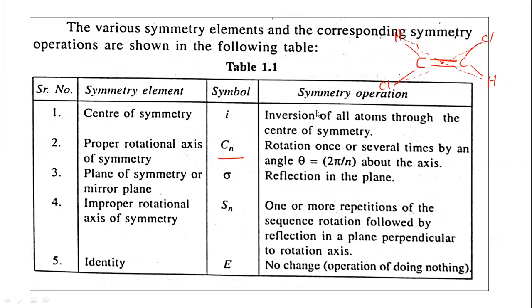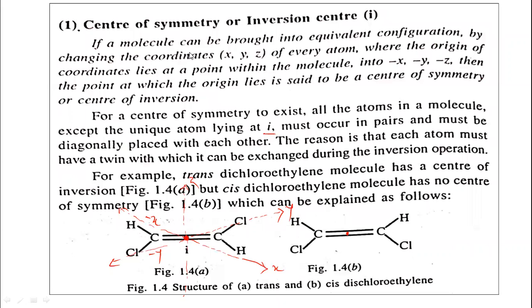So the molecule possesses various kinds of symmetry. The first one is center of symmetry. So you can see here the center of symmetry. If a molecule can be brought into an equivalent configuration by changing the coordinates of every atom, where the origin of the coordinates lies at a point.